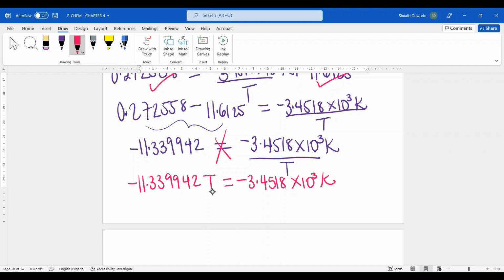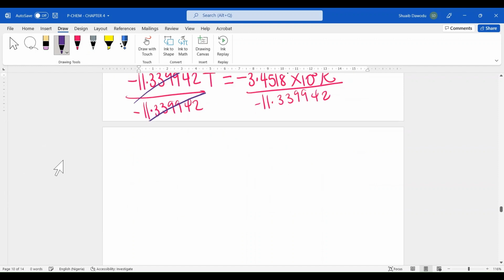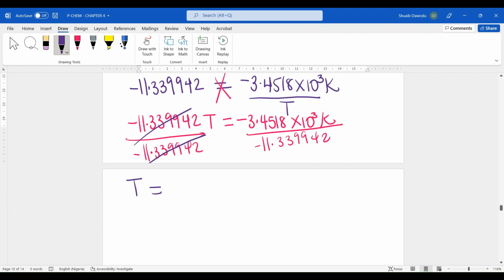Because you cross multiply, this one is the variable. So we make T the subject of the formula, or we solve this question in terms of T. We're just going to divide both sides by negative 11.339942. Of course, you cancel out this one, you cancel out this one. So you have the temperature is equal to negative 3.4518 times 10 to the power of 3 divided by negative 11.339942. Of course, you turn this negative to positive, and when you put that in the calculator, you end up with 304.39309 Kelvin. Yeah, that's basically the temperature that we're asked to solve.